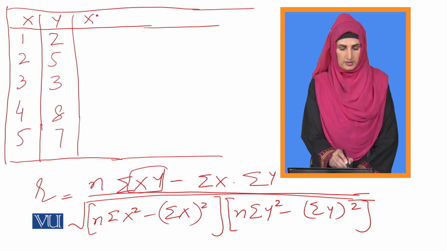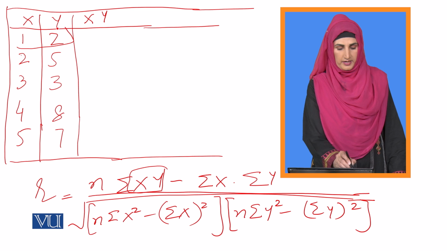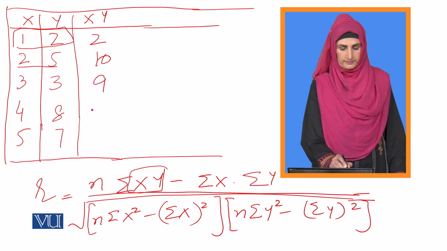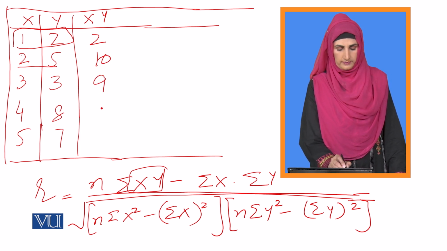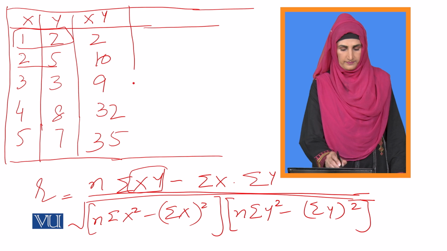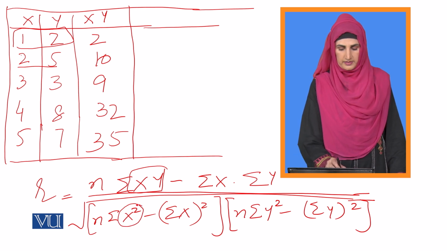So compute the column xy. The product of 1 and 2 is 2, 2 into 5 is 10, 3 into 3 is 9, 4 into 8 is 32, and 5 into 7 is 35.